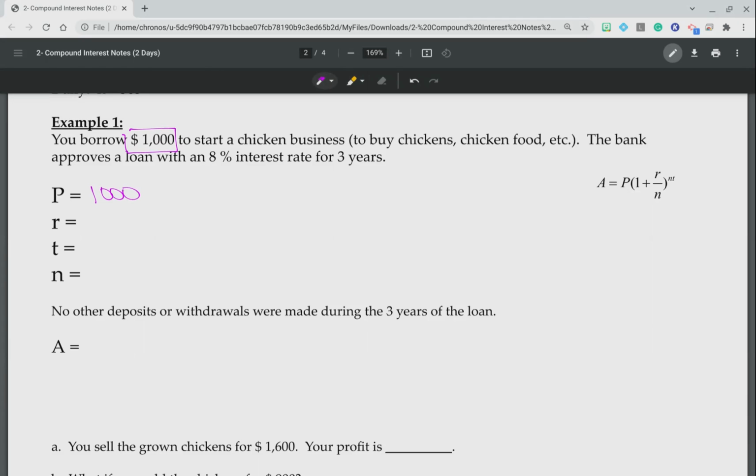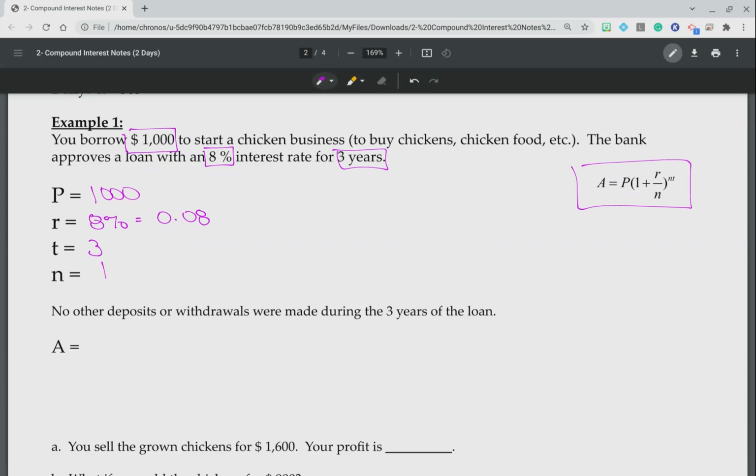All right, our rate is going to be 8%, which we have to change to 0.08. Our T would be 3 years, which we found right here. And then n in this case would be 1 because it didn't specify any differently. Okay, now I did retype our formula over here so we don't have to keep scrolling up and down.